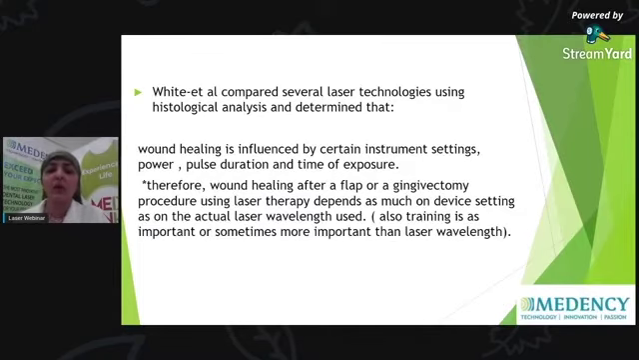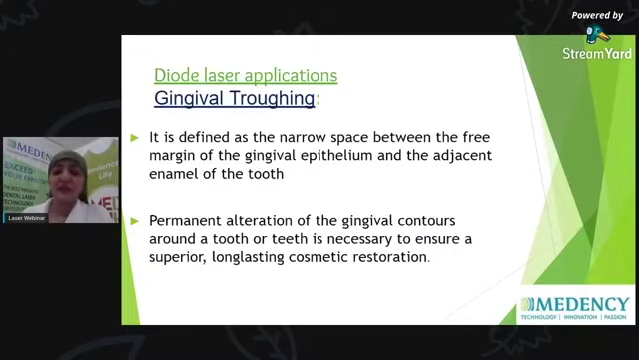If I cause carbonization of the tissue, I will not get the benefit of wound healing. The wound healing will be delayed because of carbonization, and the patient will feel much more pain than normal. So I didn't get the benefits of the laser I'm using. So you have to understand your laser device and how to work with it, and it's very simple and very easy if you understand all of these things.